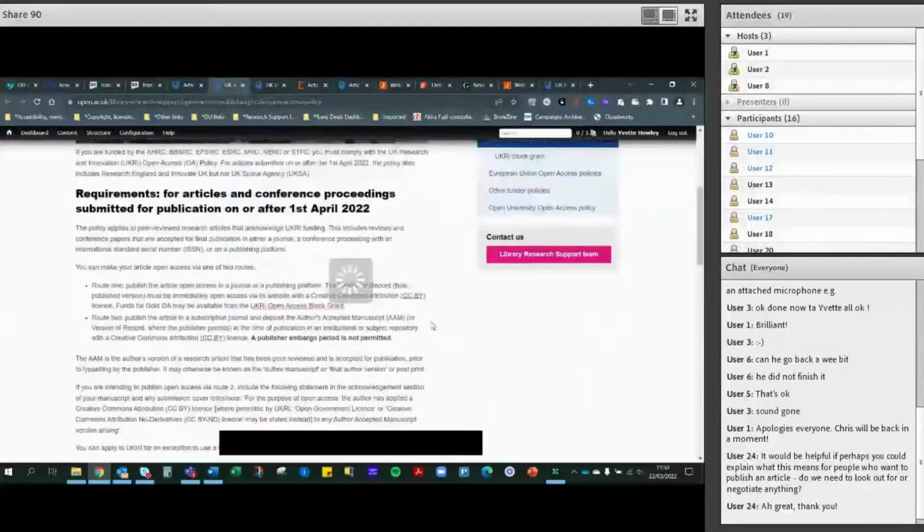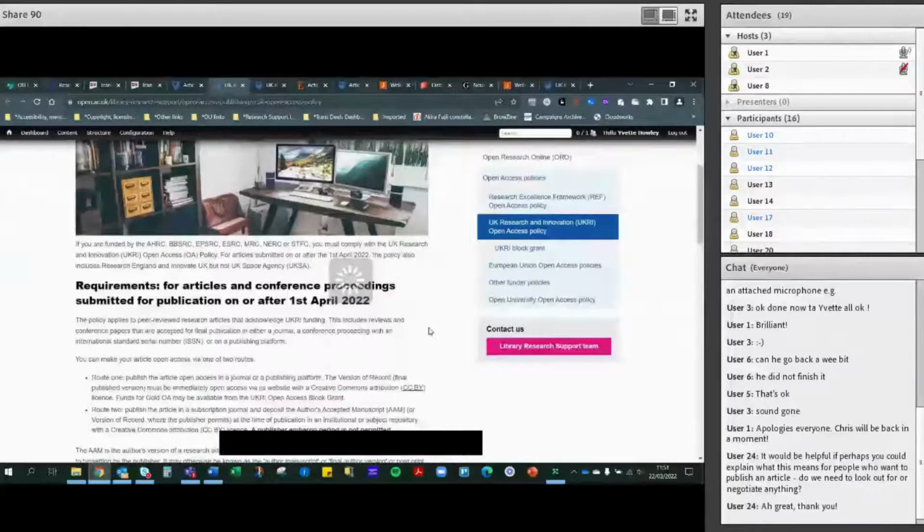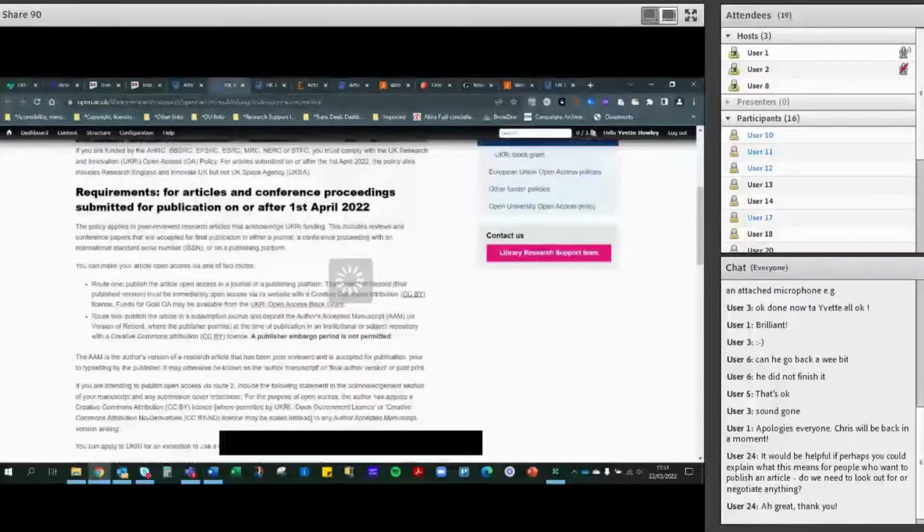The next scenario, I'll try and go through this quite quickly. We're going to look at publishing a paper when you're funded by one of the research councils that come under UKRI. So from the 1st of April this year, if you are funded by any of the research councils that you can see listed on the screen there, so AHRC, BBSRC, etc., there are a couple of different routes to publish that are compliant with the new policy, and there will be a UKRI block grant fund available to you to cover the costs of publishing. But there are some additional steps to take to make sure that the journal that you're choosing to publish in is compliant.